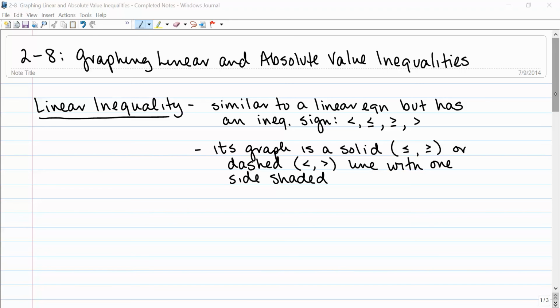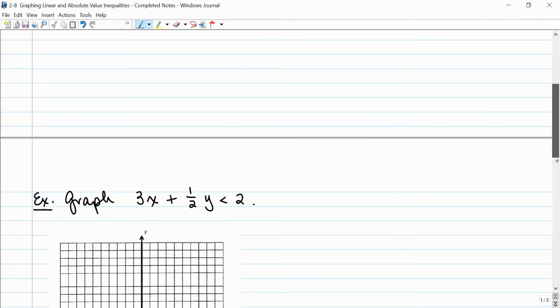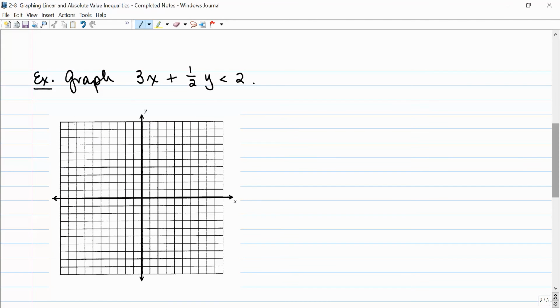Let's take a look at an example. Here we have the linear inequality, 3x plus 1/2 y is less than 2. First thing I want to do is rewrite it so it looks like y equals mx plus b. Basically solve it for y. To do that, I'll start by subtracting 3x on both sides. So 1/2 y is less than negative 3x plus 2. And then to get rid of that 1/2, I'll multiply everything by 2. And that gives me y is less than negative 6x plus 4.